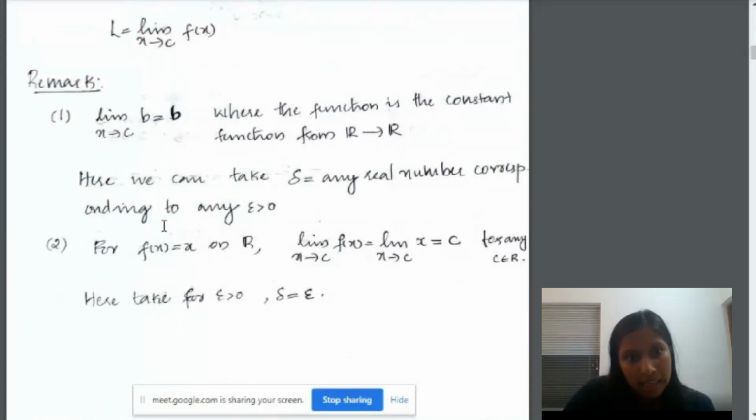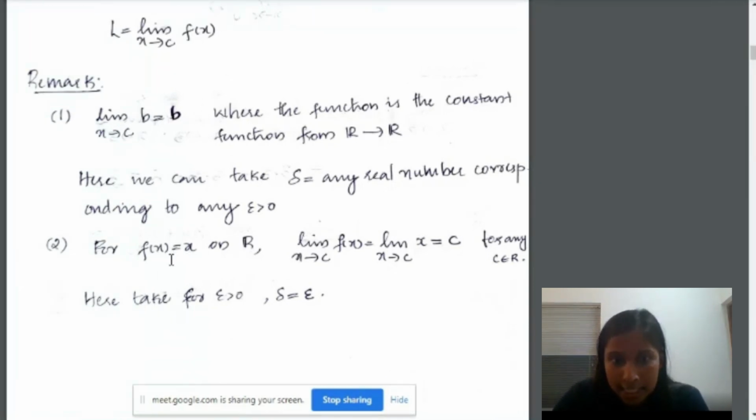Some basic examples regarding this: if we take the constant function f of x equal to b, or for example f of x equal to 5, then for any point c on the real line, the limit as x tends to c of f of x, that is the limit as x tends to c of b, will be b. That is a result. There we can take delta as any positive real number corresponding to epsilon. We will be using this result for finding the solution of other problems.